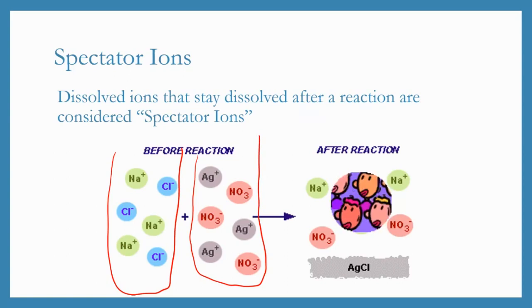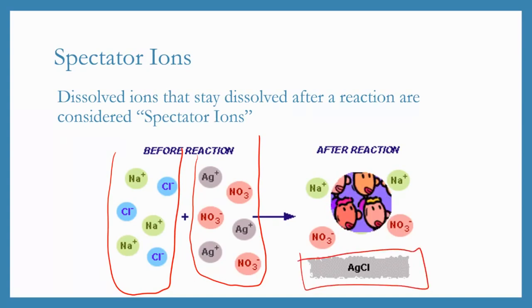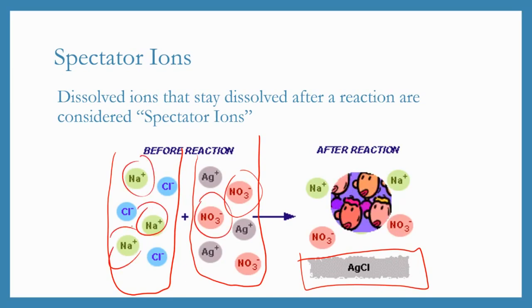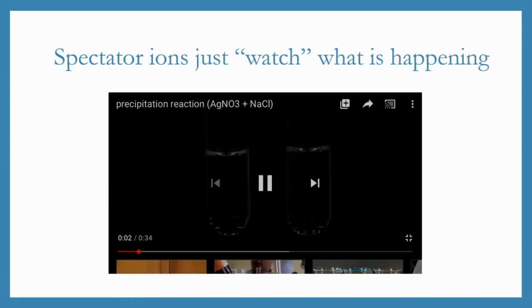But when I put those two clear dissolved solutions together, silver chloride will precipitate at the bottom or somewhere, and then the sodium and the nitrate are still floating around. So we call these nitrates and these sodiums spectators because before the reaction they were all dissolved, and after the reaction they were all dissolved. So they didn't do anything. So here's a video of this occurring.